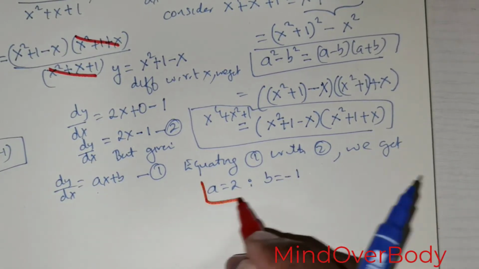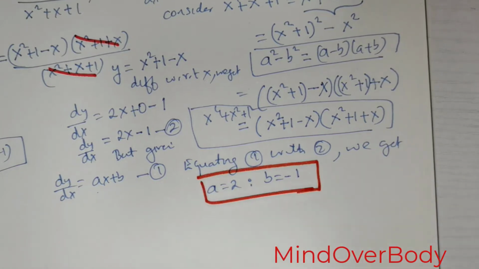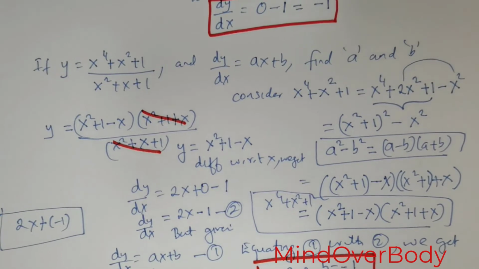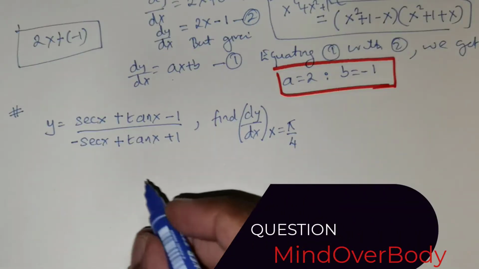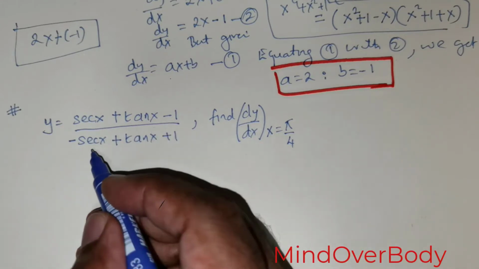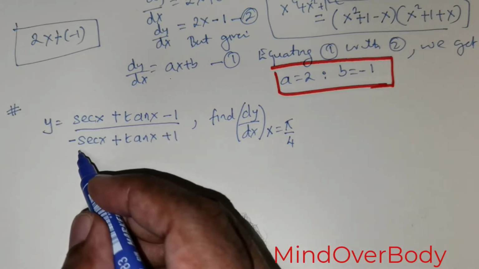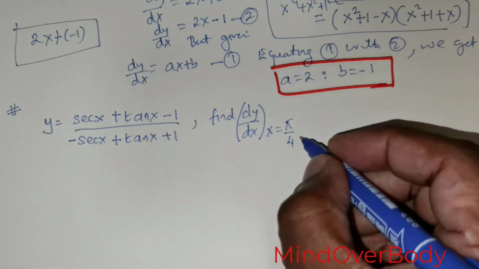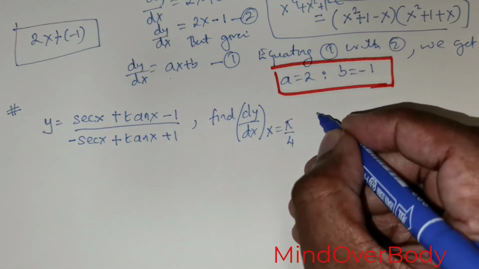So this is a good place for us to box the solution. So we will move on to the next question, students. Students, we are given this question: y is equal to (secant x + tan x - 1) over (-secant x + tan x + 1). We are expected to find dy over dx at x equal to pi over 4.